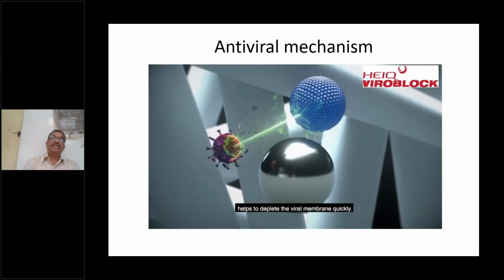Whereas in the case of bacterial deposition, the vesicle need not be activated. Though the compound is there, the silver ion itself can totally destroy the bacteria. So this is the difference between the antiviral and antibacterial mechanism. Next slide, please.